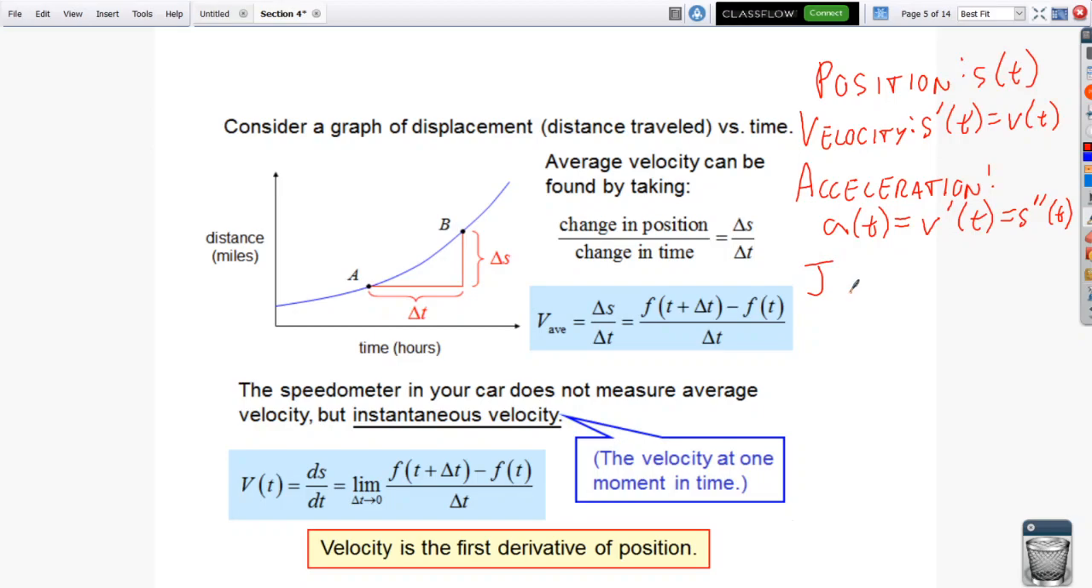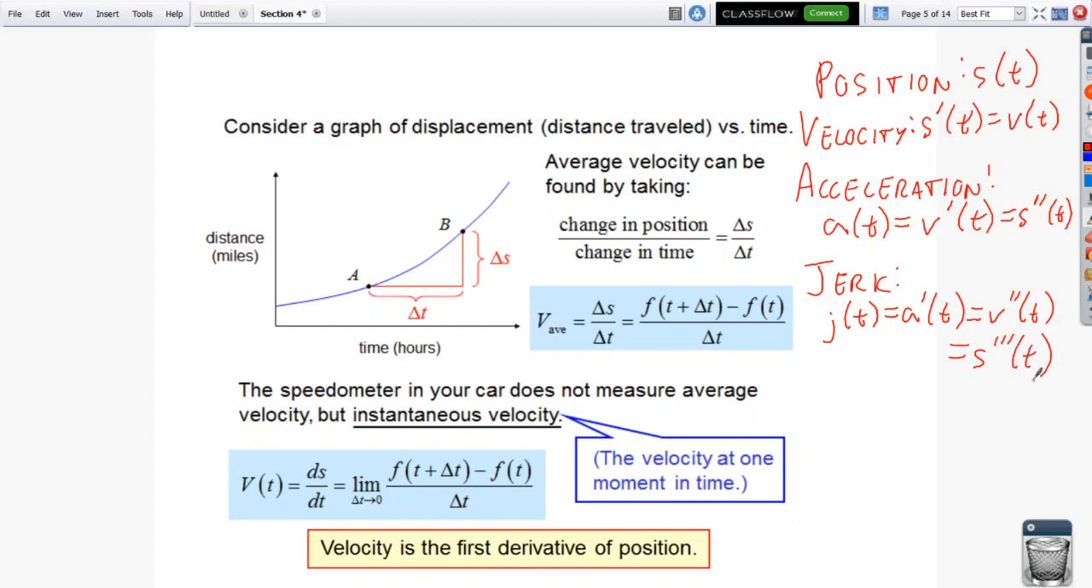And then there's a third derivative of your position. I'm not lying here, it is called the jerk. The jerk, we'll just define it as j of t, is a prime of t. The derivative of your acceleration, the rate of change of your acceleration, is your jerk. It's also the second derivative of velocity. It is also the third derivative of position.